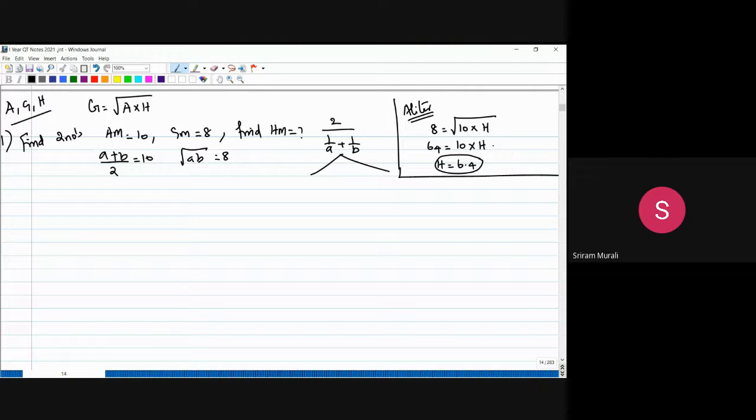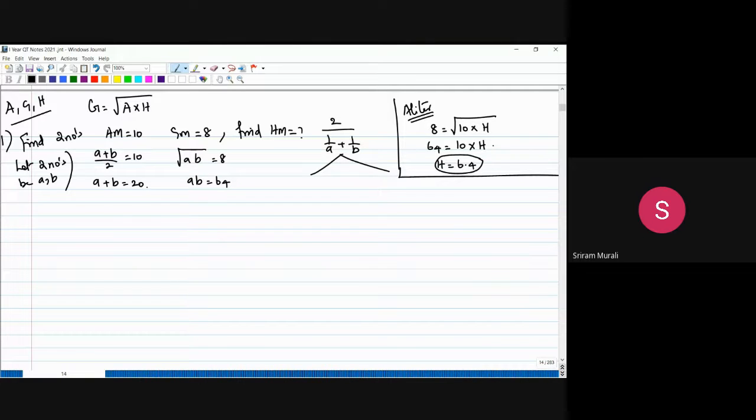If you go by direct method, this is the thing. Arithmetic mean of two numbers. Let the two numbers be a, b. So that a plus b by 2 is equal to 10. A plus b is equal to 20. Likewise, root of ab is equal to 8. AB is equal to 64. I mean squaring on both sides.